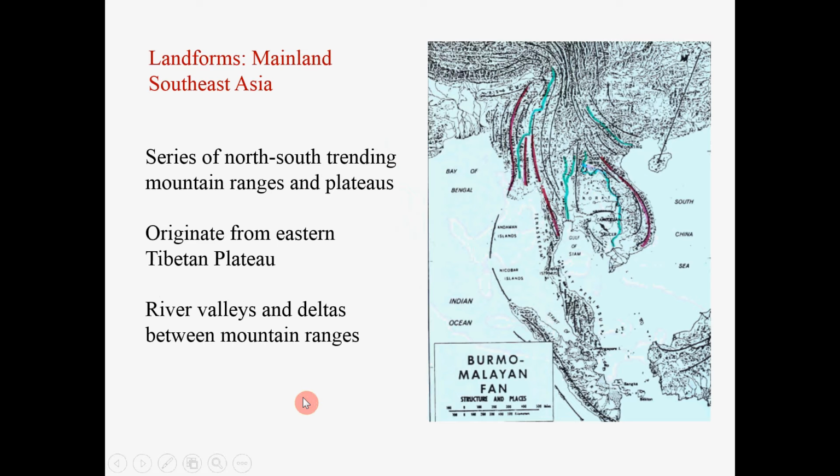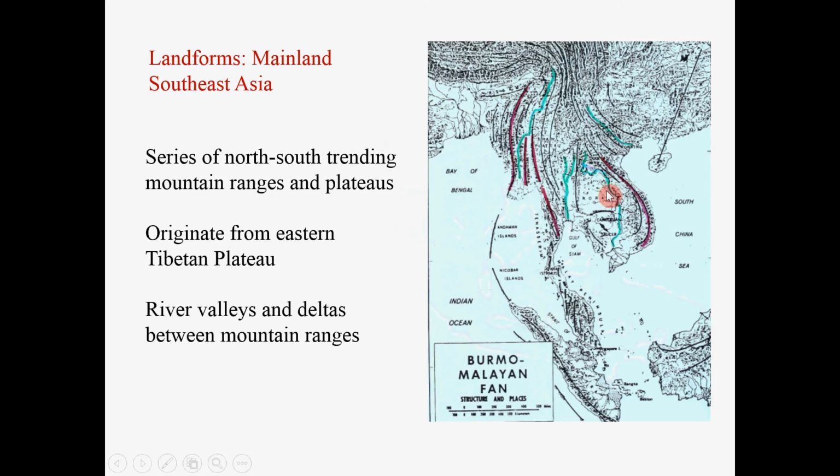Landforms, mainland Southeast Asia. Landforms in mainland Southeast Asia have a very clear organization. You have a series of north-south trending mountains. You can see on this map the red and some black lines are those north-south trending mountains. Those mountains originate from the southeastern corner of the Tibetan Plateau.